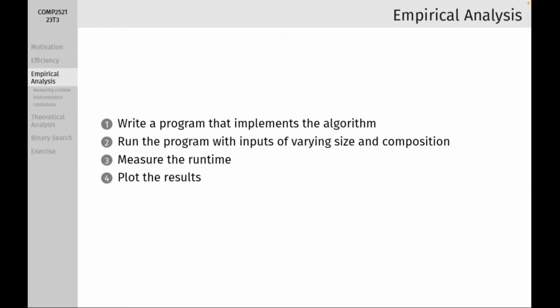Right, so how does empirical analysis work? Well, we write a program that implements the algorithm. Then we run the program with inputs of different sizes, different types. An example of different types of inputs might be sorted inputs, random inputs, and reverse sorted inputs. Those are some typical inputs you would pass into a sorting algorithm to see how fast it would run. Then you would measure the runtime, then you plot the results, and then you see what kind of trends the algorithm has.